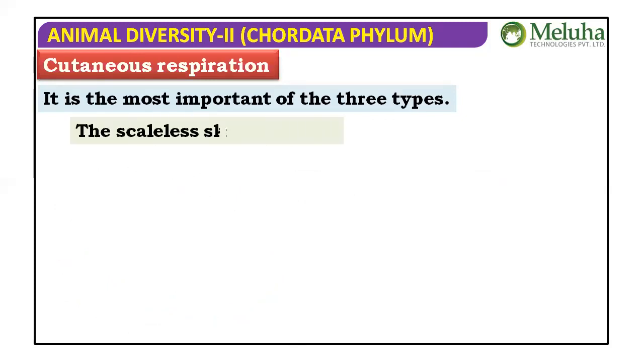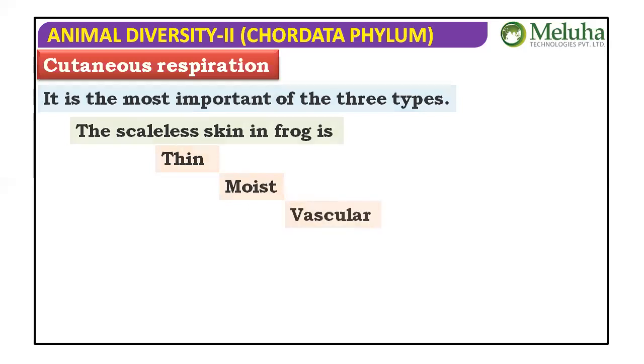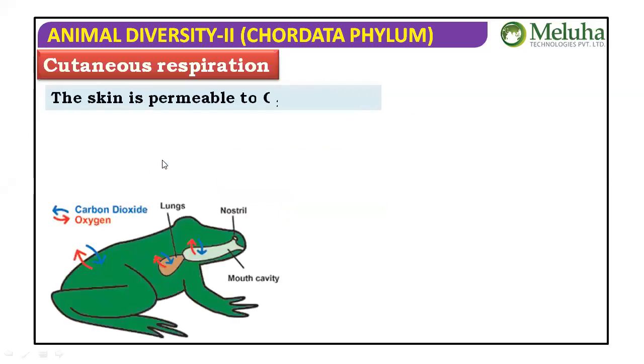Among the three types, cutaneous respiration is a very important one. The skin in frog is thin, moist, and vascular, which facilitates cutaneous respiration. Thin, moist, and vascular skin is helpful for cutaneous respiration. Next, the skin is permeable to oxygen and carbon dioxide.